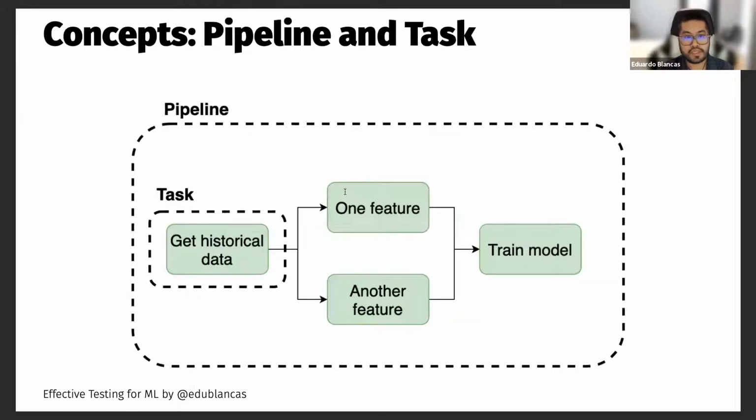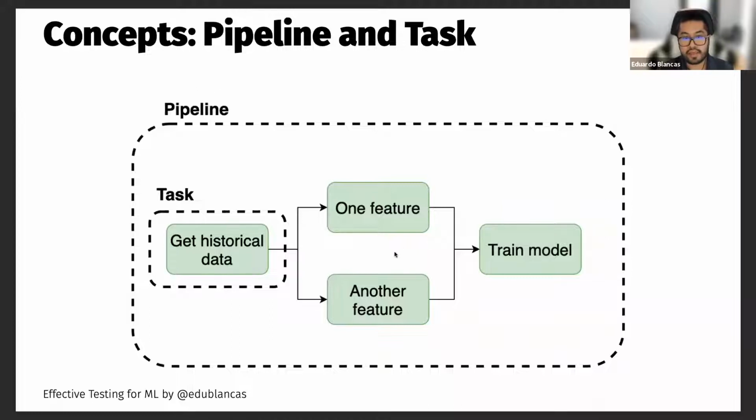Now, before I start talking about this practical framework, I want to introduce some really simple concepts that I'm going to be using throughout the presentation. The first one is a pipeline. A pipeline is a really simple concept. It's just a set of tasks that have a certain order of execution. The basic structure of a machine learning pipeline is we get some historical data for training purposes, we generate some features, and then we train a model, right? Really simple, standard things.